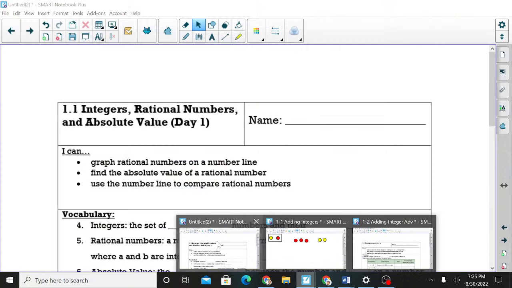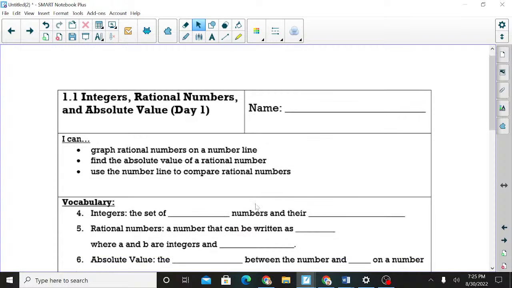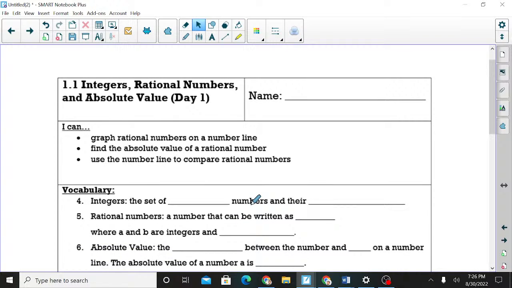It's been a while. We're going to talk about integers, rational numbers, and absolute values. So this is day one of this. There will be a day two as well. Our learning targets are to graph rational numbers on a number line, to find the absolute value of a rational number, and to use the number line to compare rational numbers.